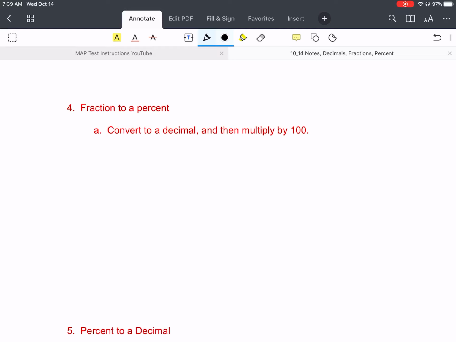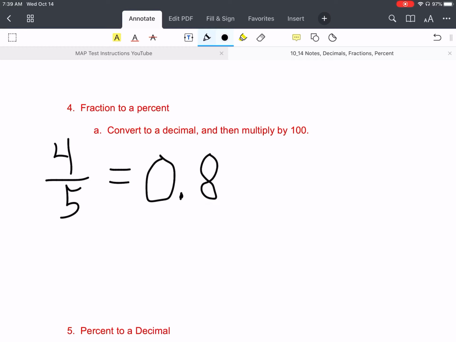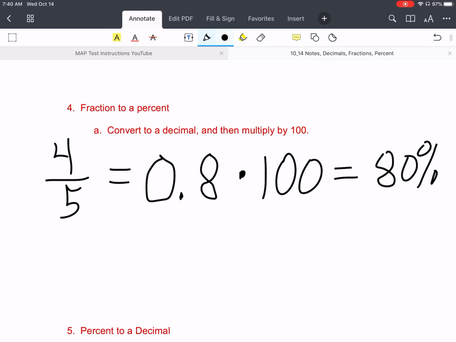So if we have, let's say, 4/5, again, we're going to convert that to a decimal by dividing, which will give us 8/10. And then we're going to multiply that by 100. You can move the decimal point over twice. That will give you 80%.